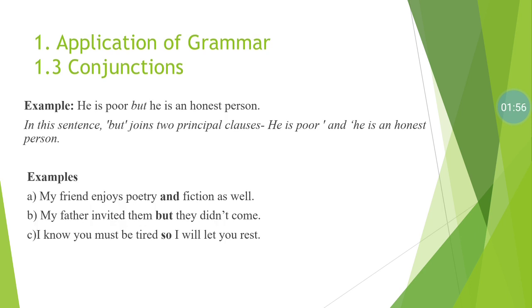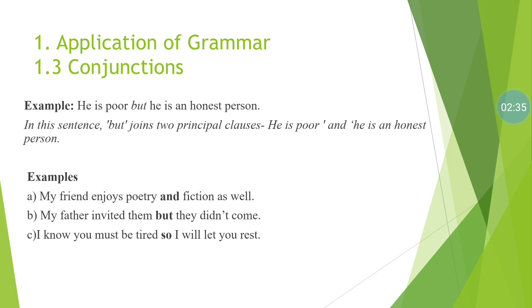For example, he is poor but he is an honest person. Here are the two clauses: he is poor, and he is an honest person. These clauses are joined by the word, that is conjunction, but. In this sentence, but is a joining word which joins two phrases or two clauses. So but is the conjunction which is used for joining two sentences or clauses.